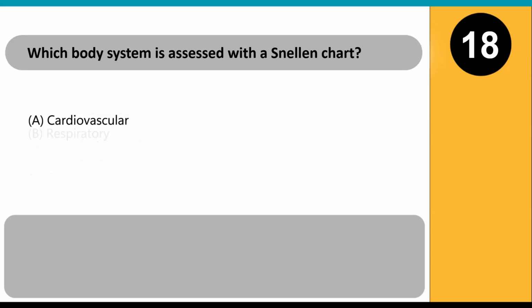Which body system is assessed with a Snellen chart? A. Cardiovascular, B.